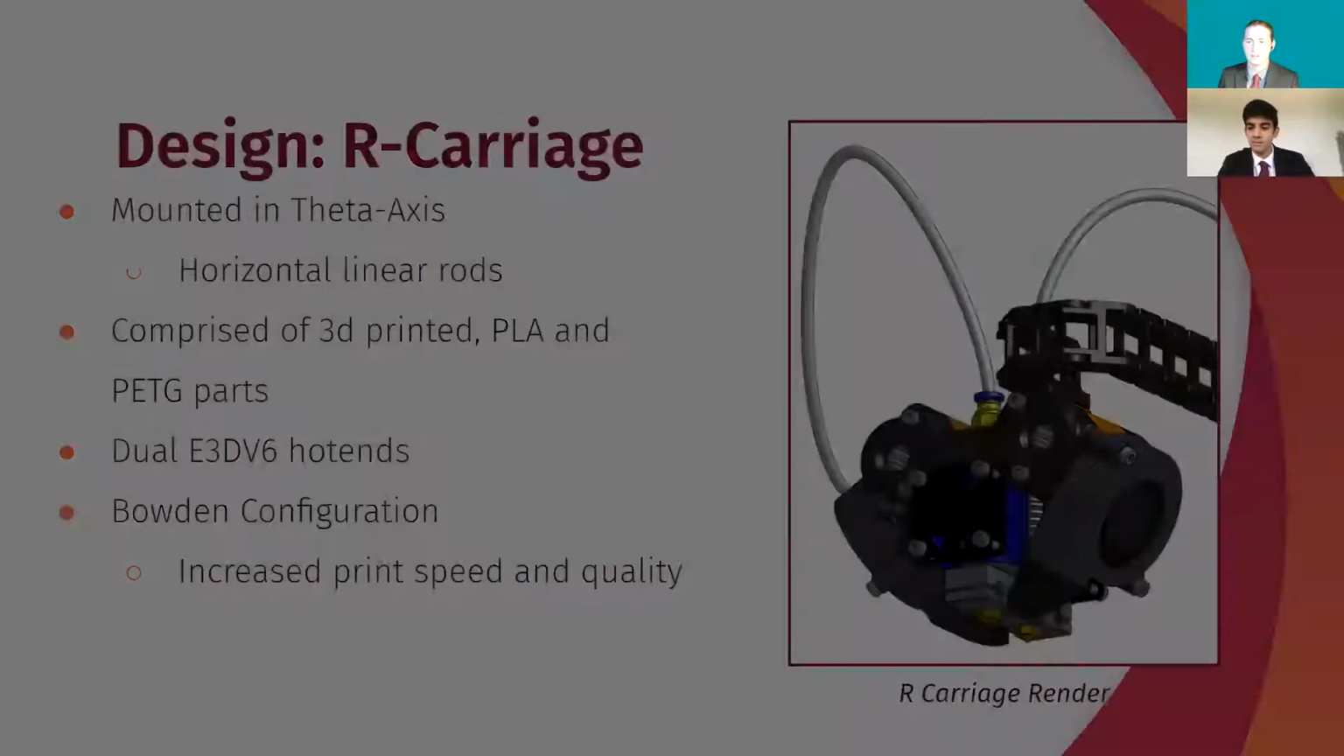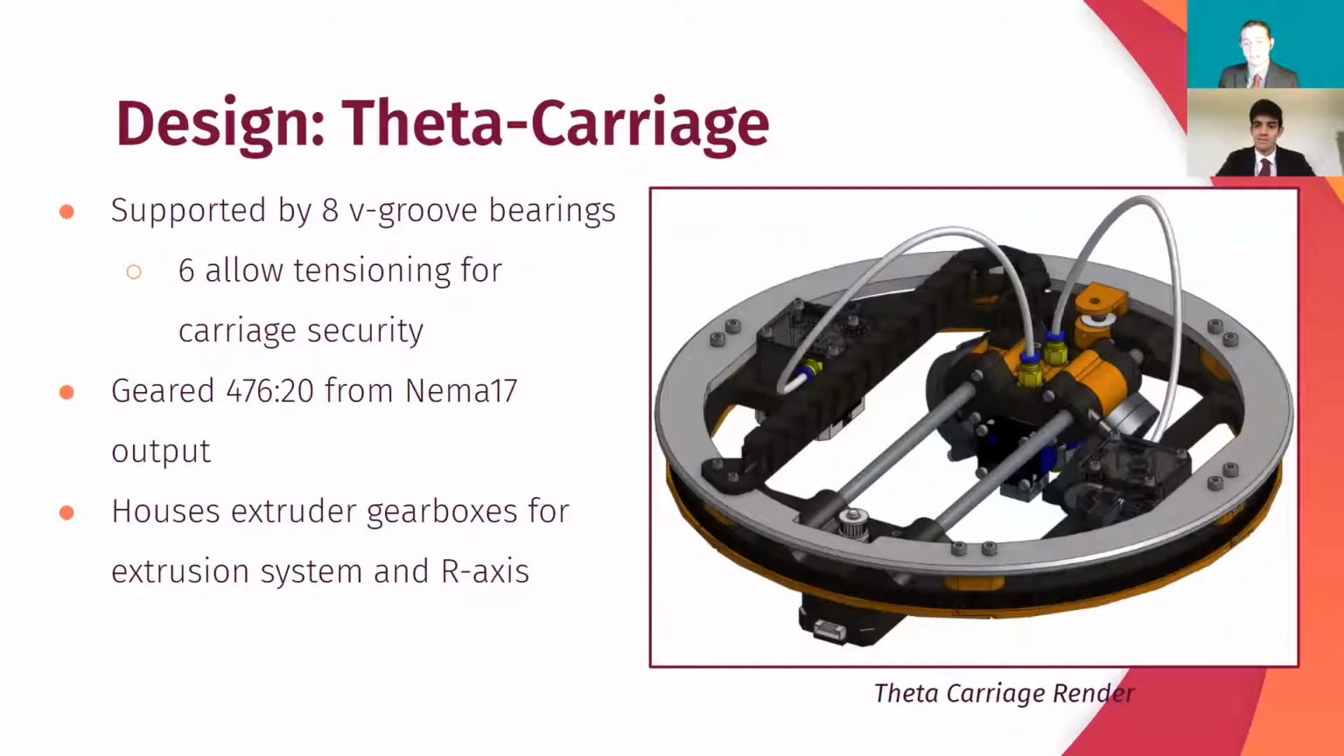So next we have the Theta Carriage, and this is my personal favorite part of the printer. The Theta Carriage is used for theta axis actuations, as you might expect, and is belt driven by a NEMA 17 stepper motor, though we do plan on upgrading this in the future, and it has a 476/20 reduction, which greatly increases the axis's precision. Additionally, it is supported by 8 V-groove bearings, and we've allowed for 6 of these to be tensionable in order to allow for greater carriage security.